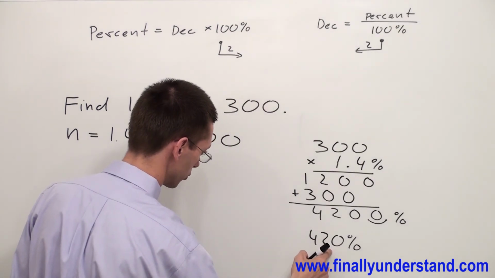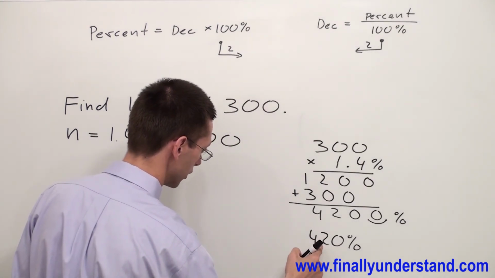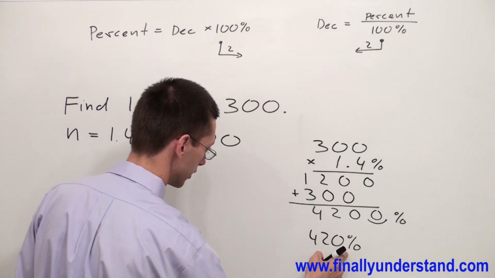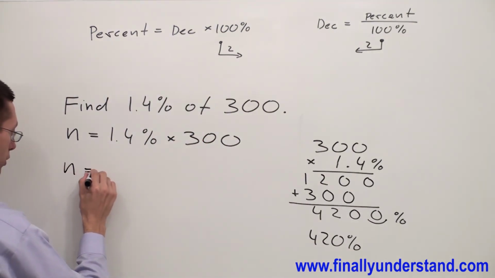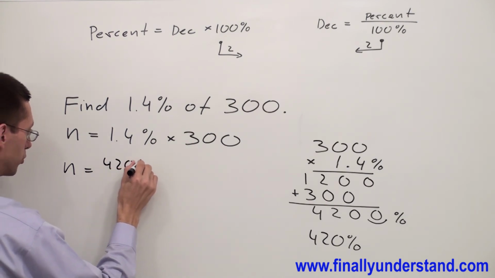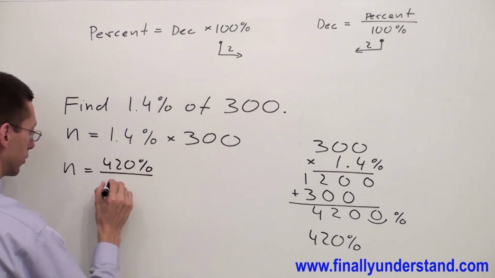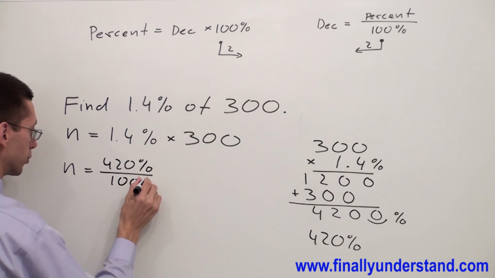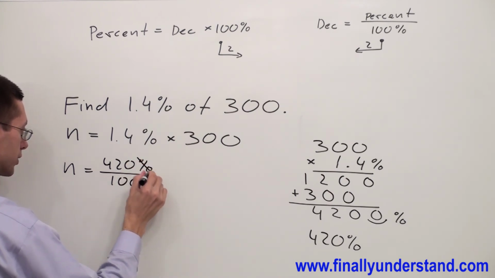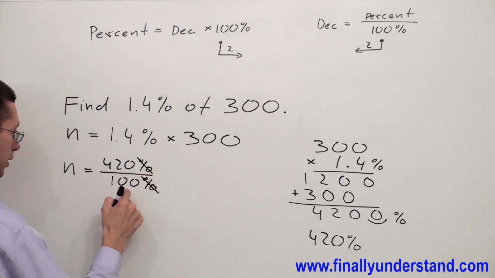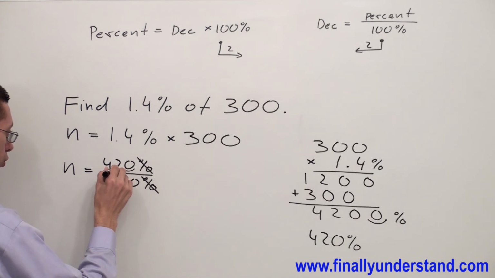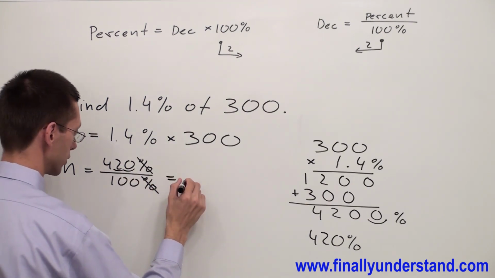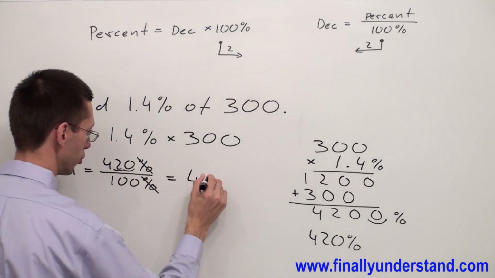In order to convert percent to the number, I have to divide 420% by 100. So I can say n is equal to 420% over 100%. Remember, percent and percent will cancel out. The number of zeros is telling me how many times I have to move my decimal point to the left. I have to move twice: 1, 2. That's why my answer is 4.2.